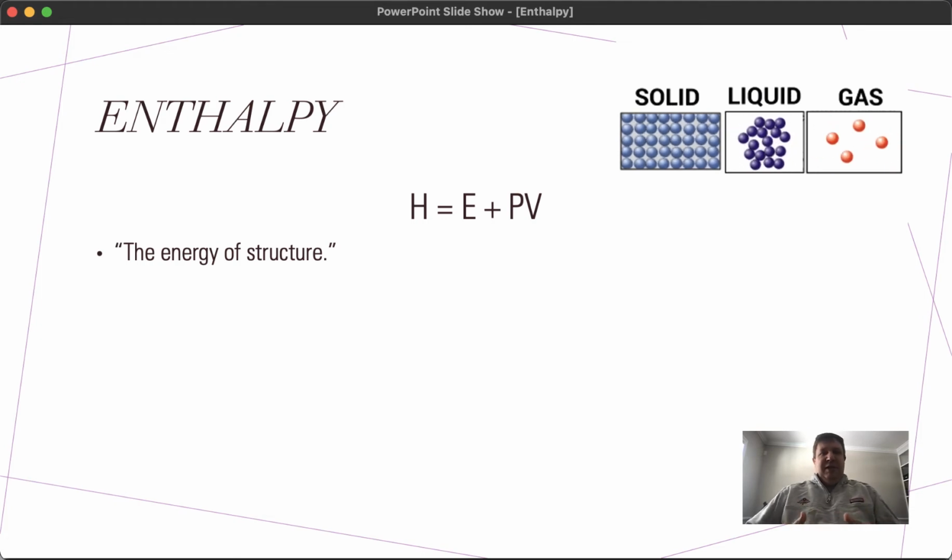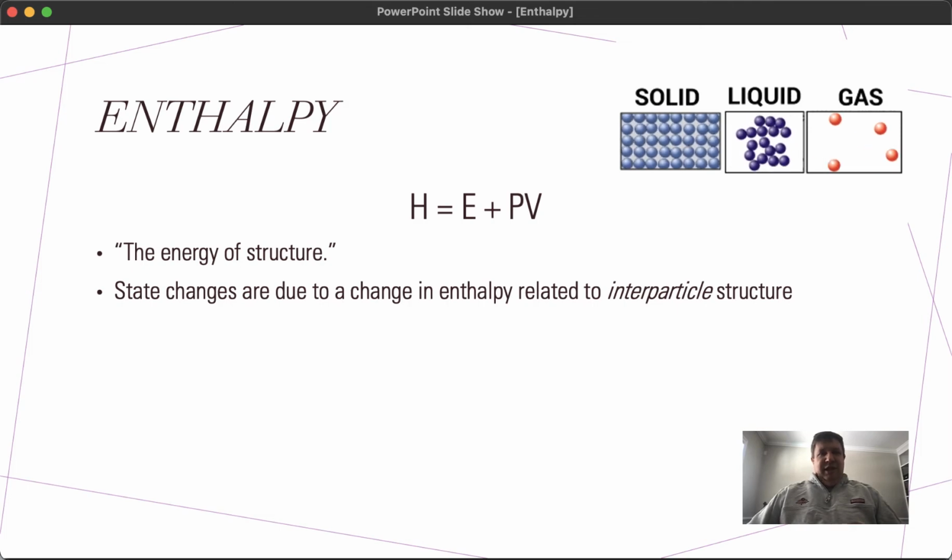So for a specific substance, let's take, for example, water, that is kind of our standard example. A solid has a lower structural energy than a liquid, and a liquid has a lower structural energy than a gas. So in order to go from solid to liquid, you have to put in some energy specifically to change the structure. In order to go from a liquid to a gas, you have to put in energy specifically to change the structure. And that energy falls under the overall heading of enthalpy. So state changes are due to a change in enthalpy, and that is related to the interparticle structure.